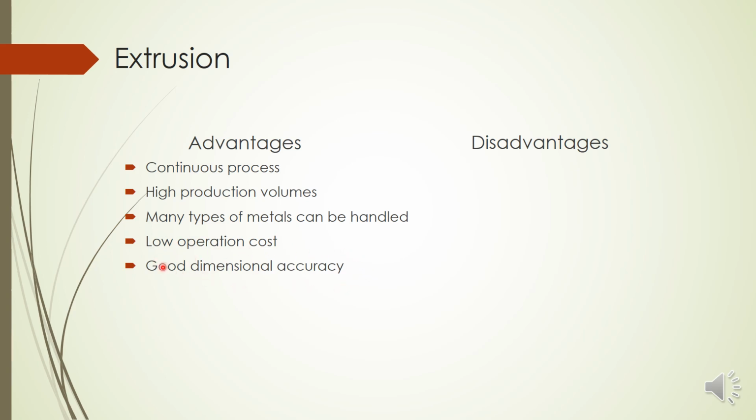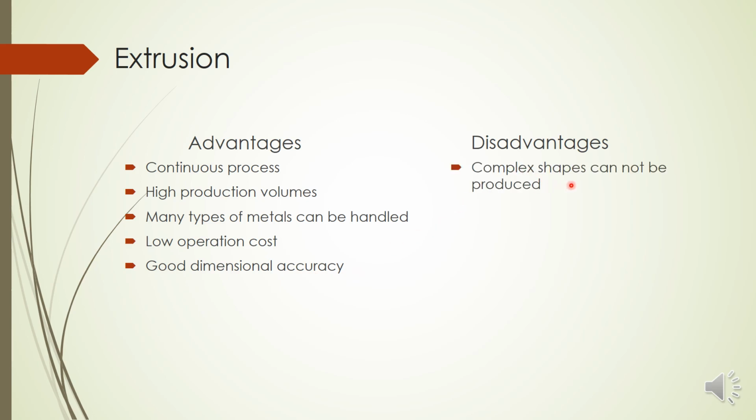So in all the metal forming processes, that is extrusion, rolling and forging, we will get a good dimensional accuracy compared to casting, because in casting we will have dimensional error because of the solidification of the molten metal. But here we are not melting the metal, we are shaping it with the help of a force, so the dimensional accuracy will be good.